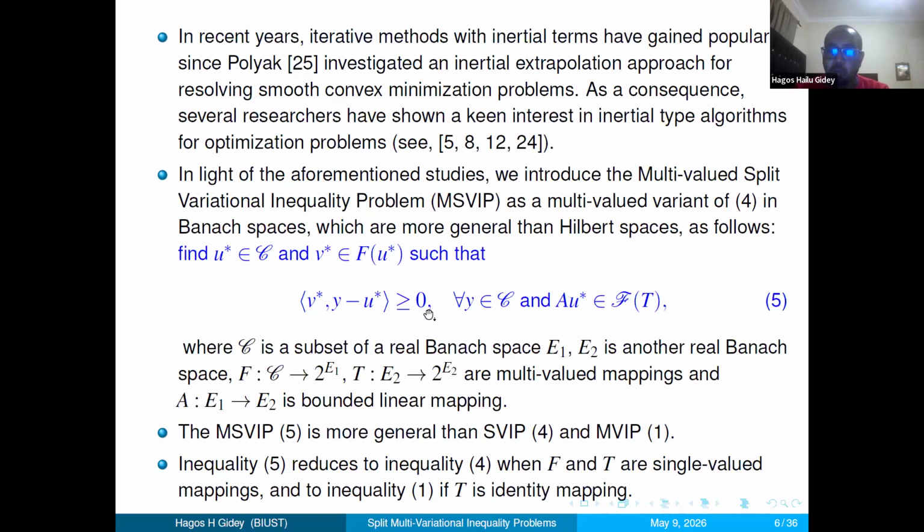In problem 4, we are extending to real Banach space instead of Hilbert space, and instead of single-valued, we are extending it to multi-valued. And from problem 1, we are extending this into a split variational inequality problem. Then our aim is to develop an algorithm to solve this problem. Because if F and T are single-valued, we get problem 4. If T is the identity mapping, we get problem 1.